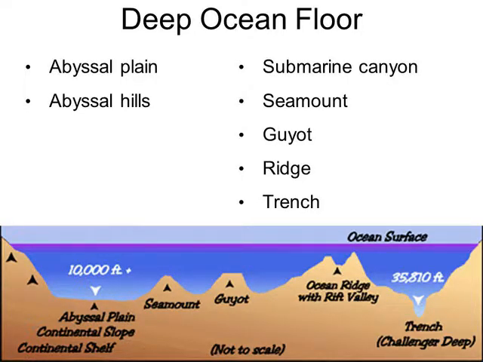Alright, so that was your continental margin. Now let's talk about the ocean basin. Here are your main features that you find at the bottom of the ocean. You'll see your abyssal plains and your abyssal hills. You'll see submarine canyons. You'll see seamounts, guyots, which are also table mounts. You'll see mid-ocean ridges, and you will see trenches.